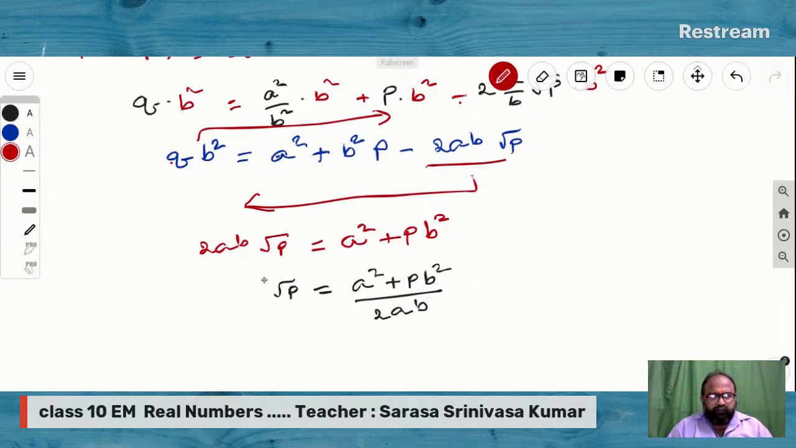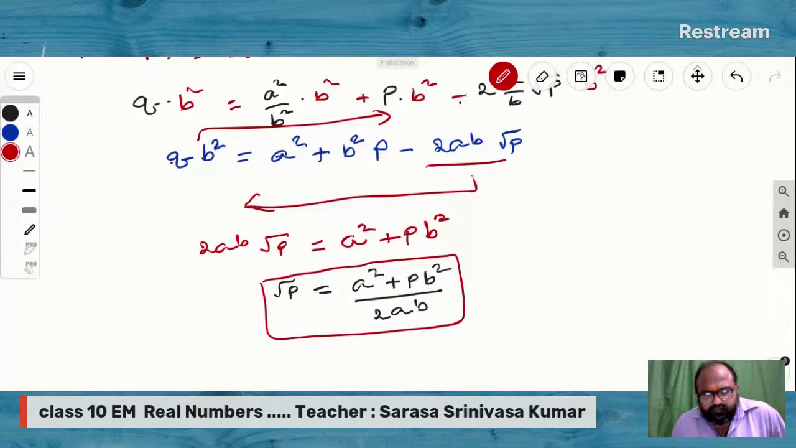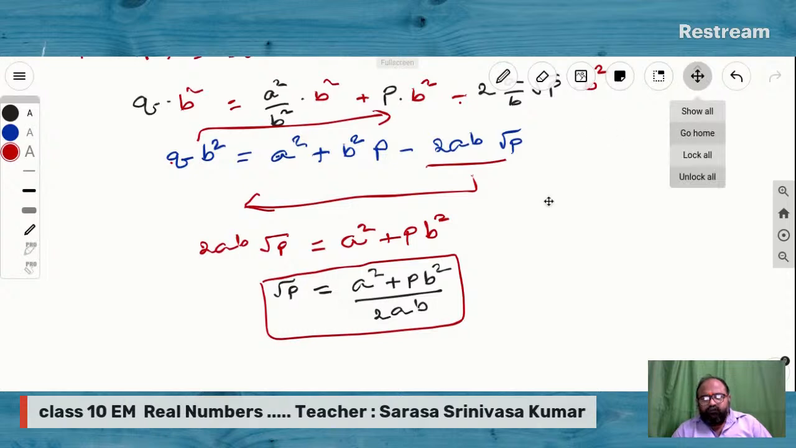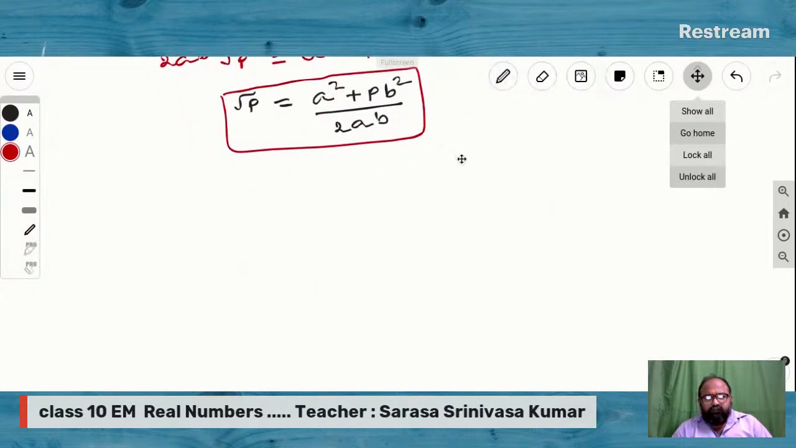Now from this we will start our mathematical argumentation. We prove that the right hand side term is a rational number. If the right hand side term is a rational number, then the left hand side term, square root of p, is a rational number. But we know that square root of p is an irrational number. Hence, our assumption is wrong. So now we will continue our mathematical argumentation.